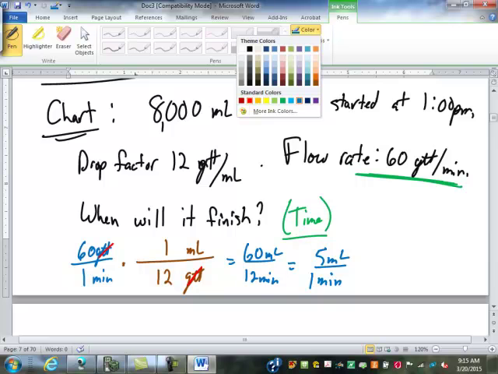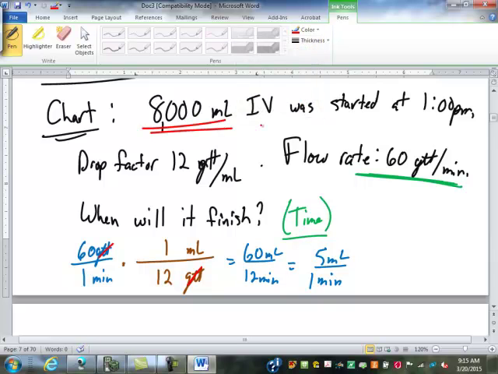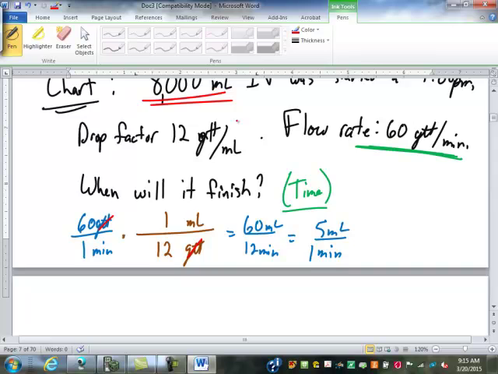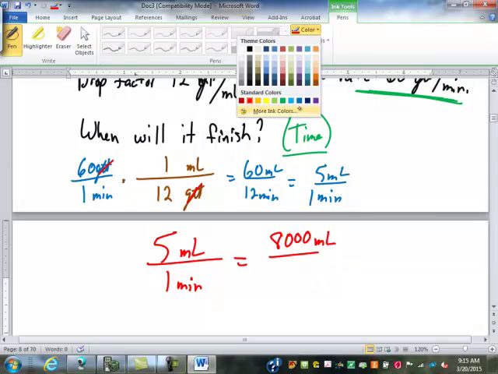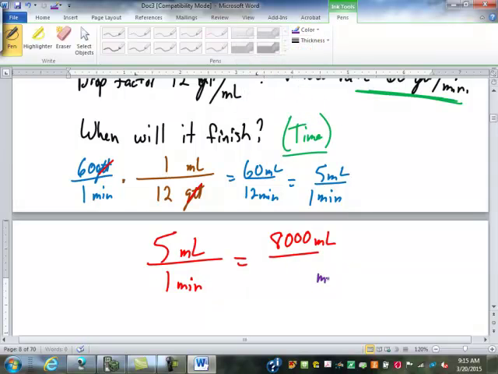And we can go ahead now and figure out 8,000 milliliters. How long would that take? 5 milliliters per 1 minute. Going into a proportion now because we still want milliliters and we still want minutes. We just want to go from 5 milliliters to 8,000 milliliters. We cross multiply and divide, we are going to get what? What's that? 1,600 minutes. Perfect.